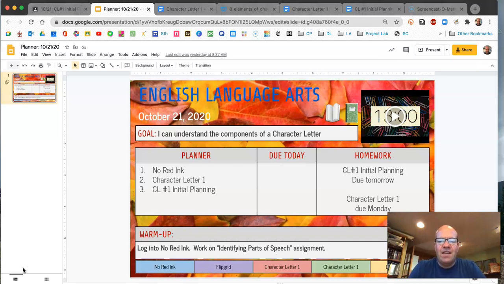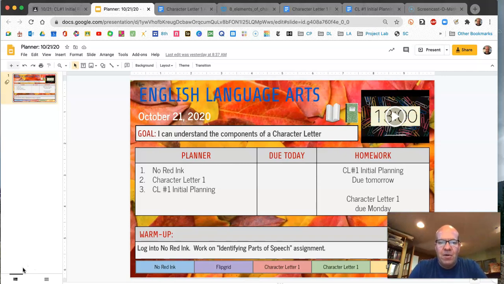So we began class today with 13 minutes of work in No Red Ink. If you have not yet logged into No Red Ink or you haven't been making progress in that area, make sure that you sign in. You're looking for the assignment which says Identifying Parts of Speech 1.